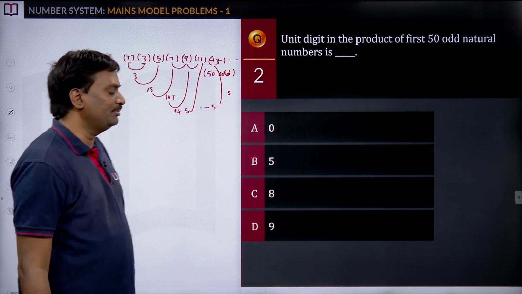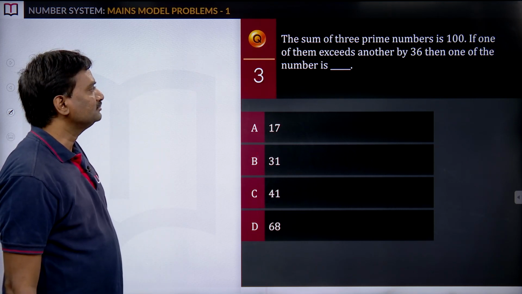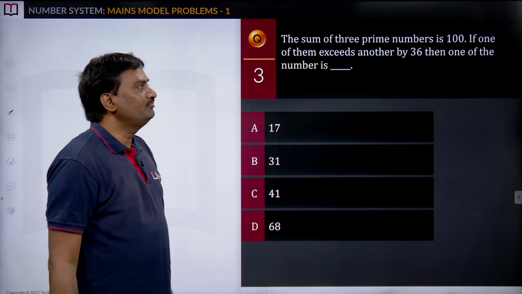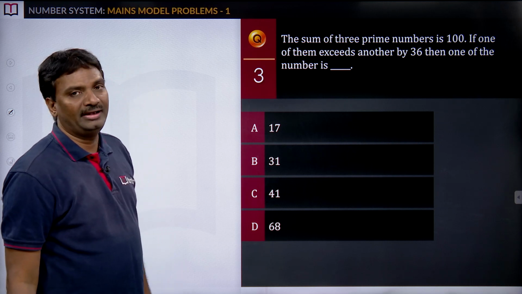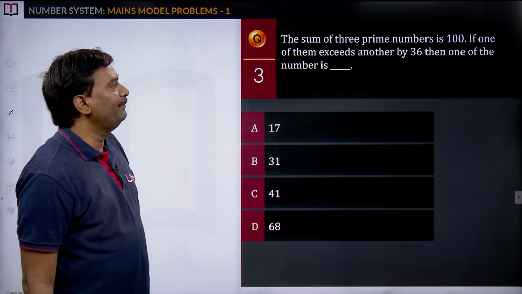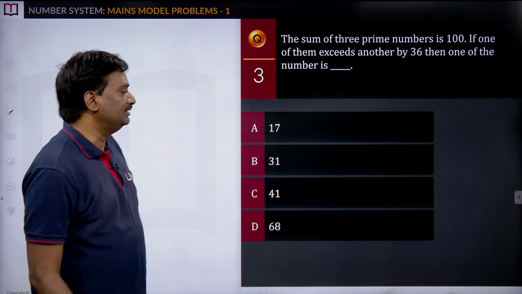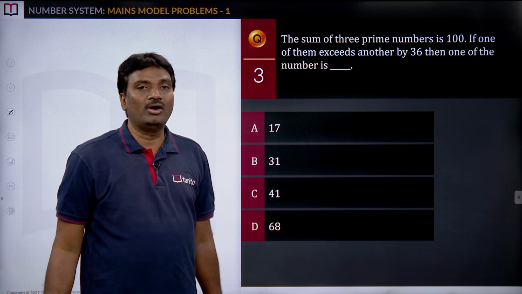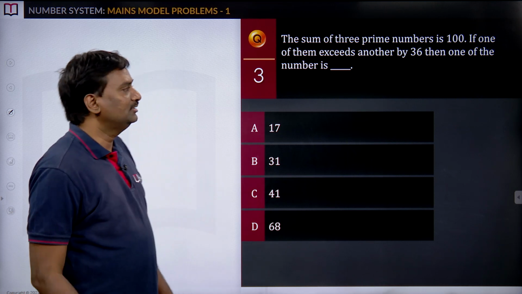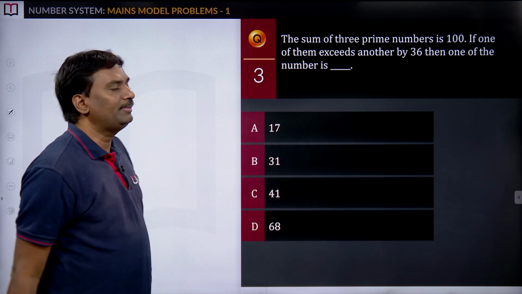So, hope you understood this one. Next, the sum of 3 prime numbers is 100. If one of them exceeds another by 36, then one of the numbers is 17, 31, 41, 68. These are the options. The sum of 3 prime numbers.